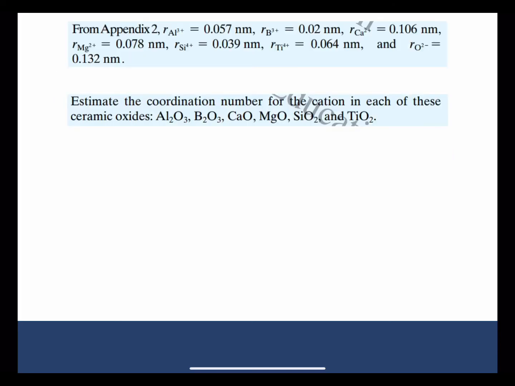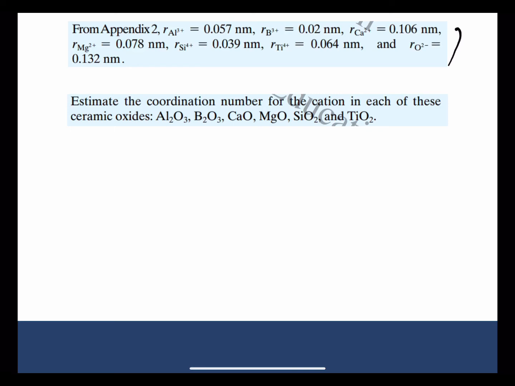Okay, so how can we use this as an example? Here's another set of questions here. We might be asked to estimate the coordination number for a cation in a certain ionic compound. So we need to know what is the metal in question. And if we know the radius information of each ion in the ionic compound, we can address this.